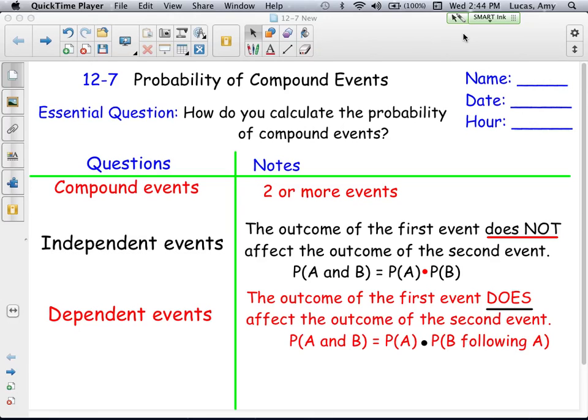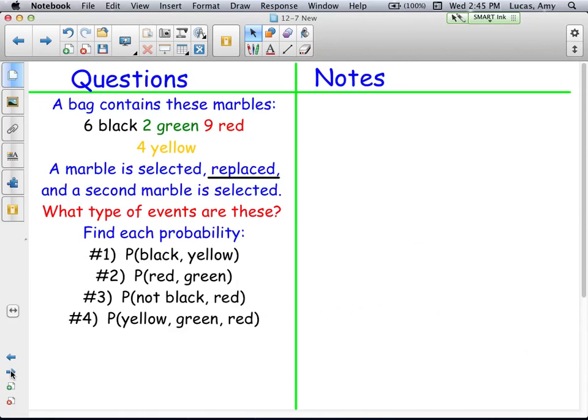Now, dependent events, these events are different. The outcome of the first event does affect the outcome of the second event. So we say that the probability of event A and B happening is the probability of A times the probability of B following A. So that's kind of our way of saying that A has some effect on B. So because A happened, then the probability of B is a little bit different. You still multiply the two probabilities together, though.